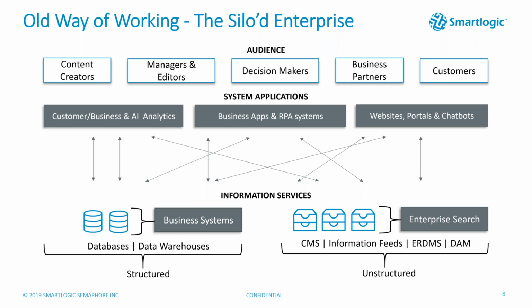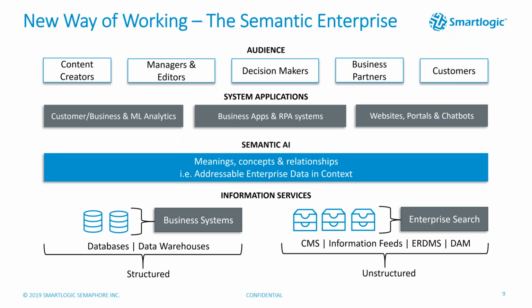The semantic enterprise offers a new way in that you're putting in place a layer, an abstraction layer, which is above the information services and below the systems applications, that allows all of those systems to reference the meanings, the concepts, and the relationships in one place. And what that does is it gives one place to go for all the different applications for the meaning and the data.